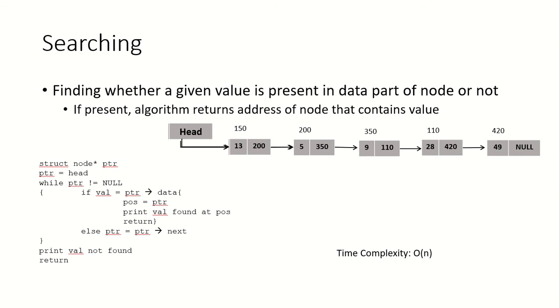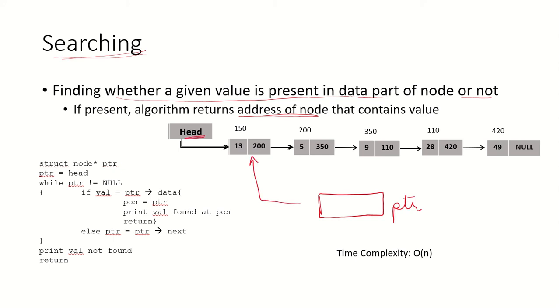Traversing a linked list can also be used to find whether a given value is present in the data part of a node or not. That means the traversal can be used for searching also. If that value is present, the algorithm will return the address of the node that contains the value. Again, for traversing, we are going to keep another pointer variable PTR, which we are going to initialize to the value which is contained in the head.